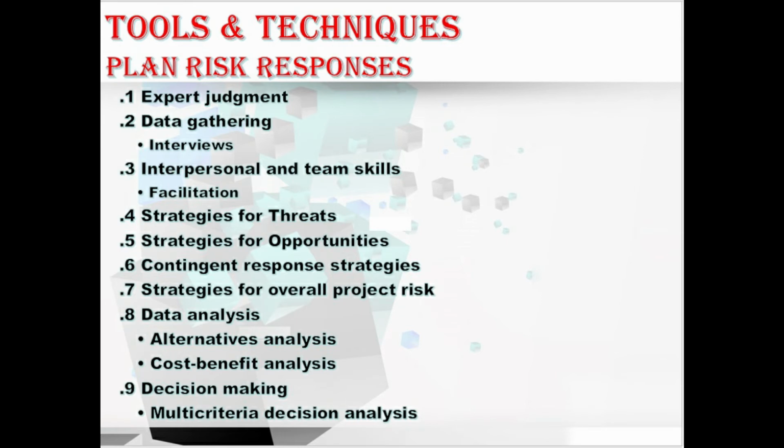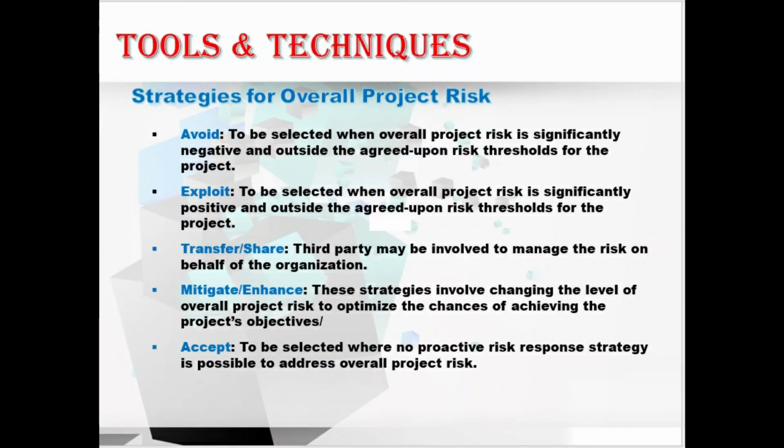We have strategies for overall project risk, that is a combination of opportunities and threats. Let me explain. In this, the risk responses should be planned and implemented not only for individual project risk but also to address overall project risk. And the same risk response strategies that are used to deal with individual project risk can also be applied to overall project risk. We have 5 alternative strategies that may be considered here for dealing with this overall project risk, that is avoid, exploit, transfer or share, mitigate or enhance, and accept.